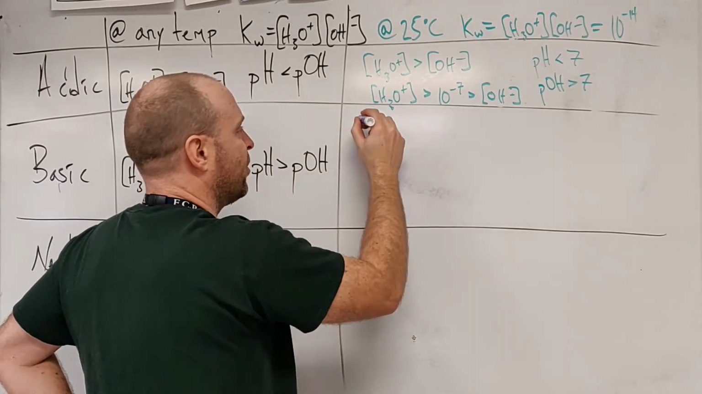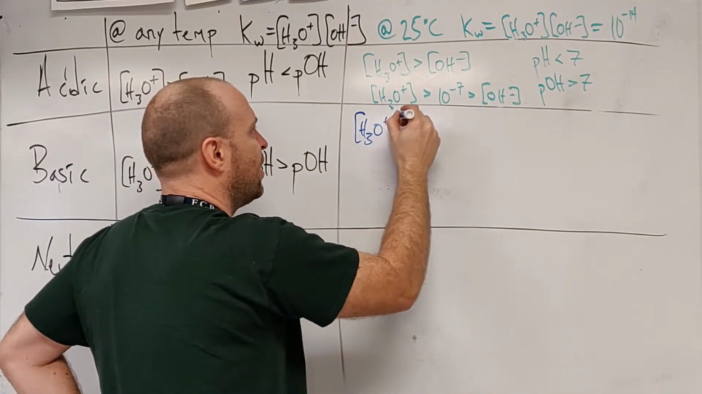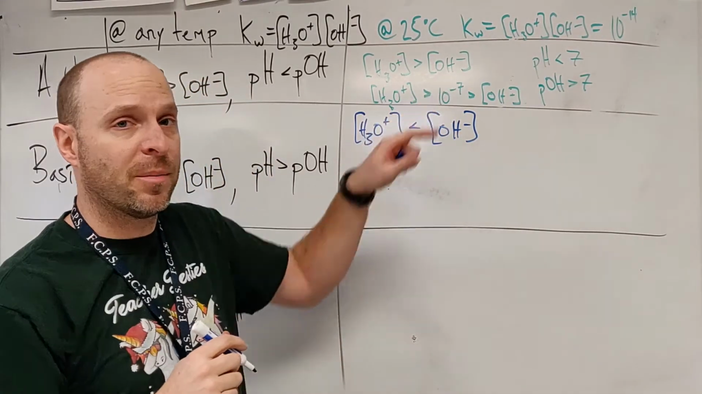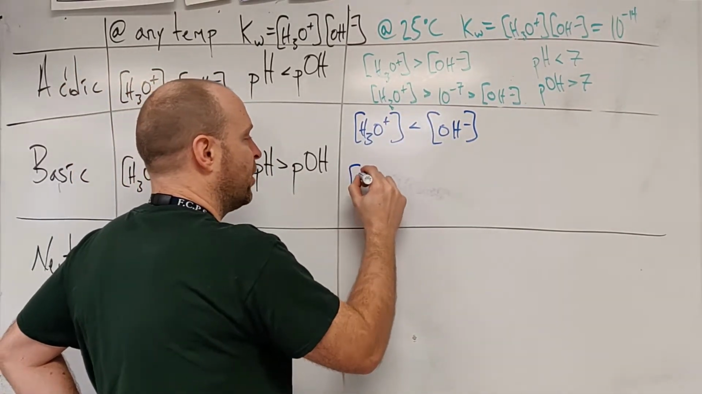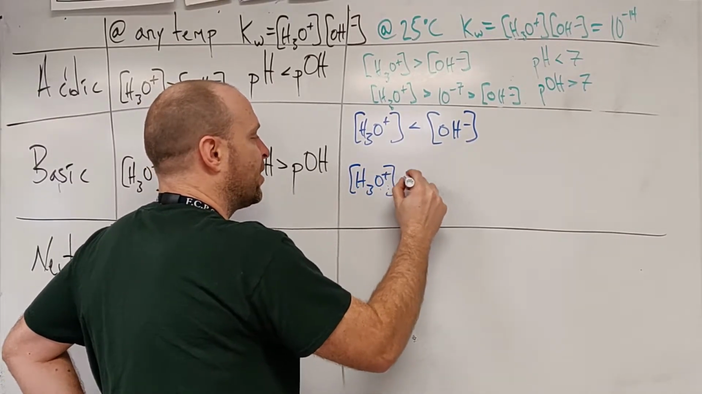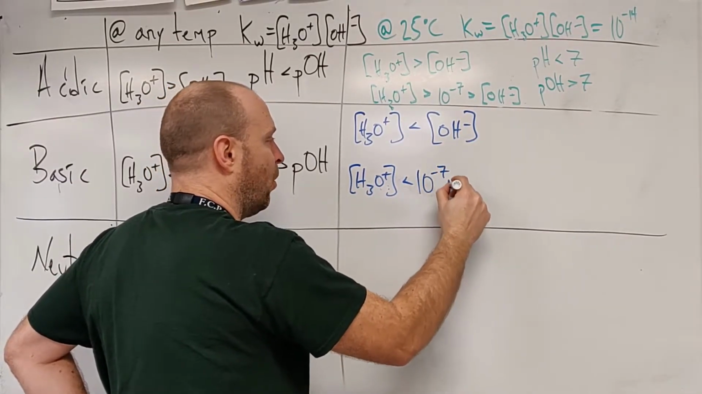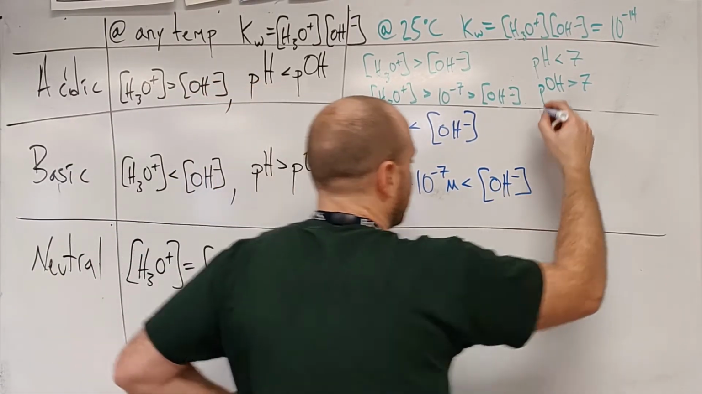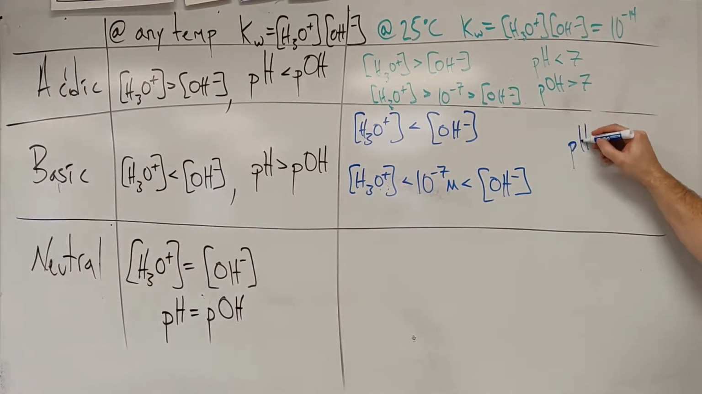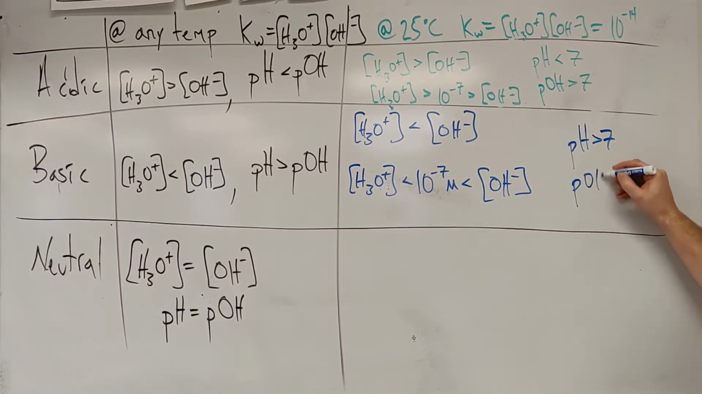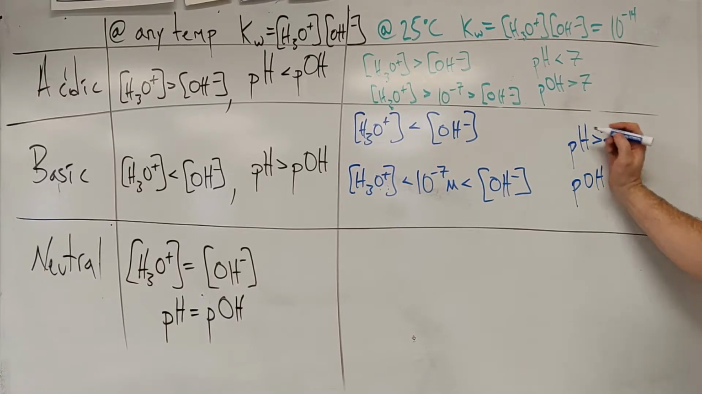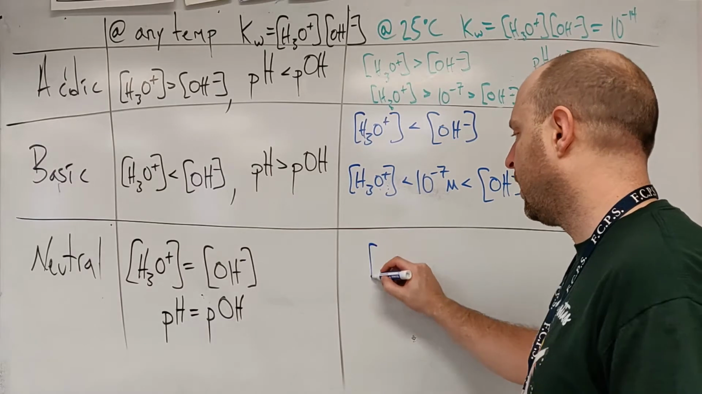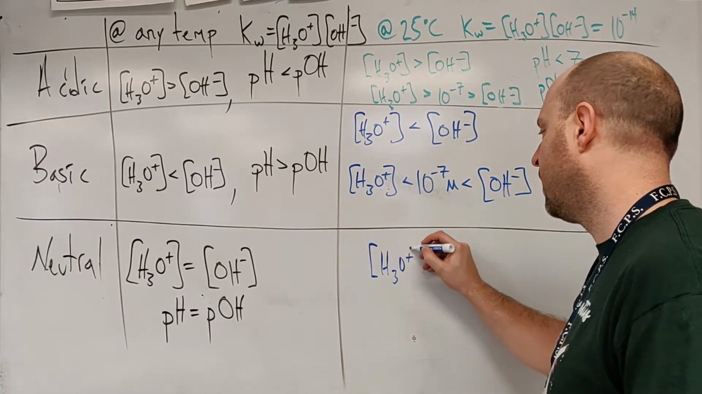We said the concentration of H3O plus has to be less than the concentration of OH minus. And now we have a number to go with that. The concentration of H3O plus has to be less than 10 to the minus 7th molar, which has to be less than the concentration of OH minus. And so we're going to flip-flop these. The pH has to be greater than 7, and the pOH has to be less than 7.